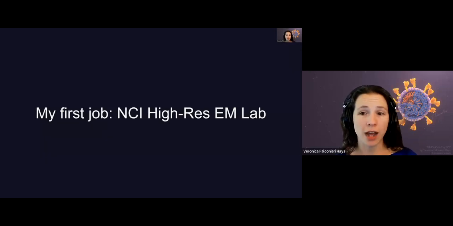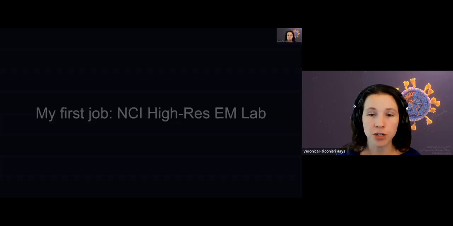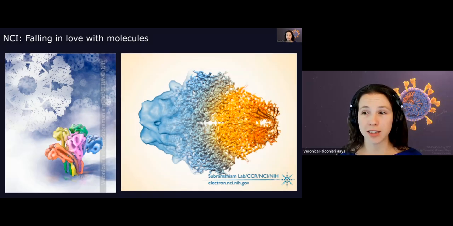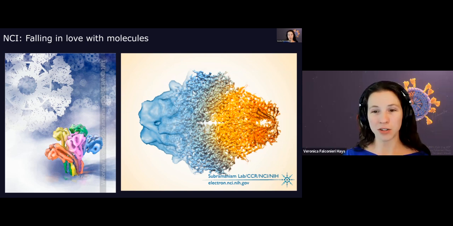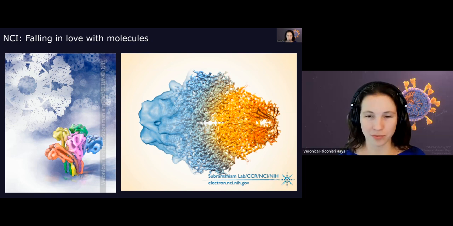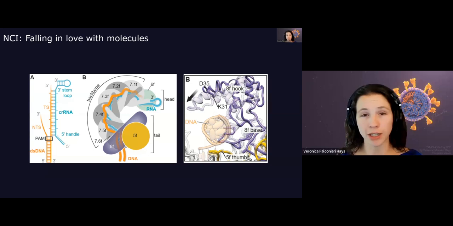After graduate school, I went, as I said, to the National Cancer Institute's high-res electron microscopy lab and started doing a lot of molecular structure work. Here are a lot of those pictures. I did some editorial work, which I think is closest to the work that you've done, a more artistic take on some of the structures. But I also did so many figures for publications where the scientists were explaining exactly how these little molecular machines worked. So lots and lots of detailed schematics.